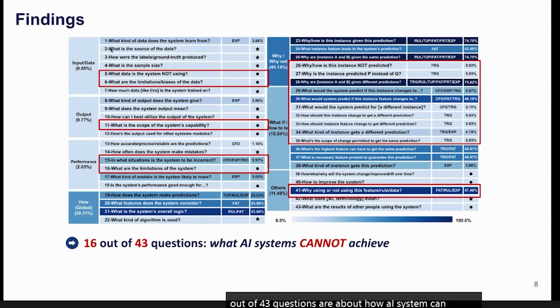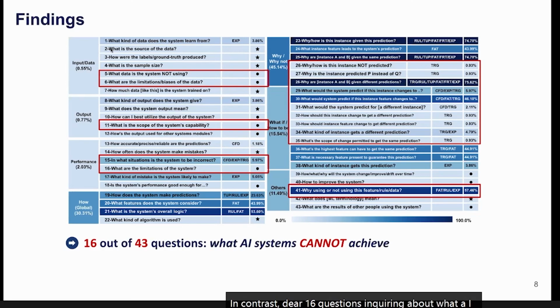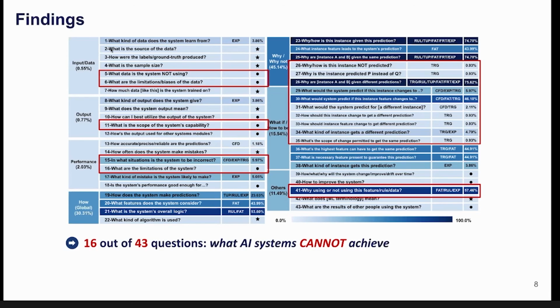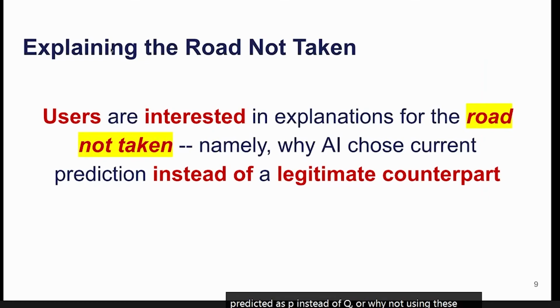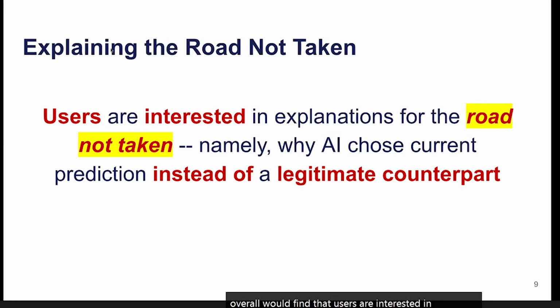In contrast, there are 16 questions inquiring about what AI cannot achieve, such as why is this instance predicted as P instead of Q, or why not using these features or data, where we see much fewer papers have answered them yet. Overall, we find that users are interested in explanations for the road not taken, namely why AI chose one prediction instead of a legitimate counterpart.